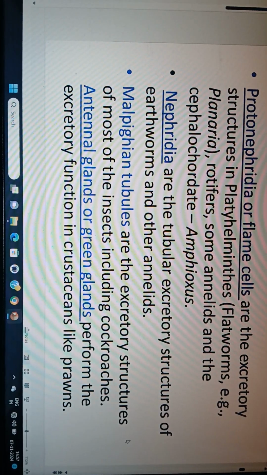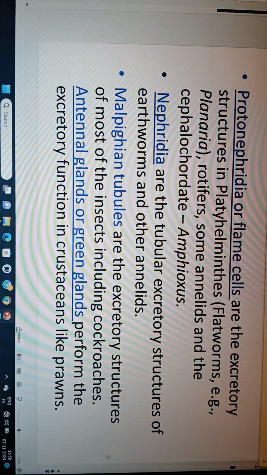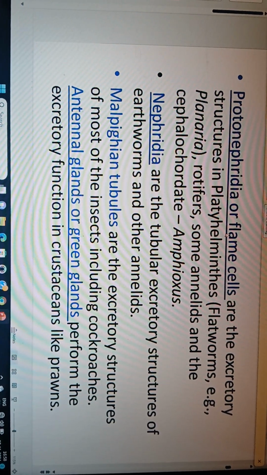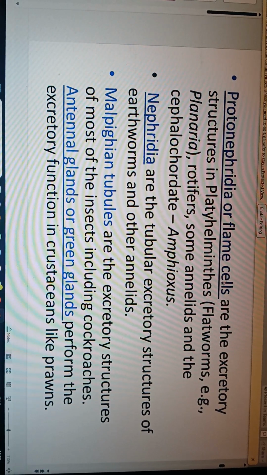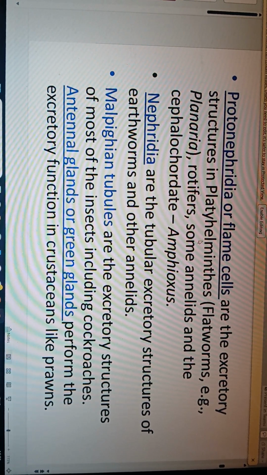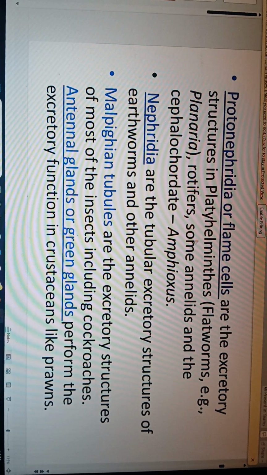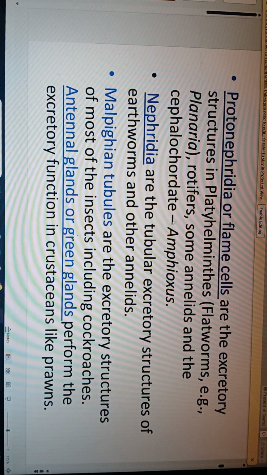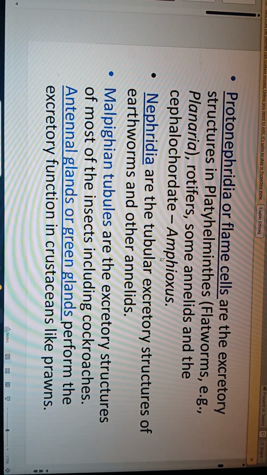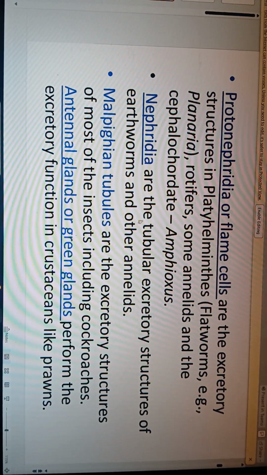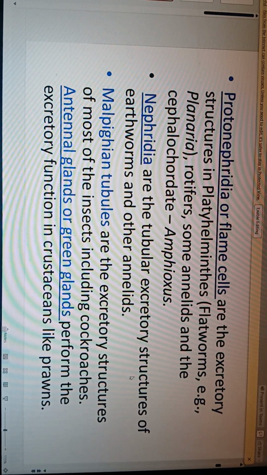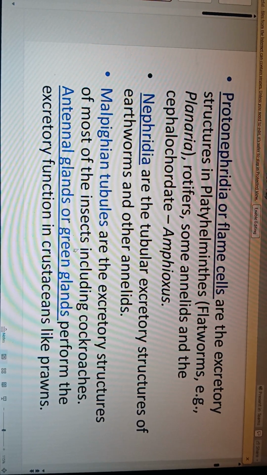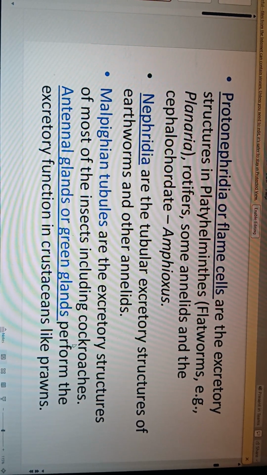Now students, we learn about the different excretory structures of different animals. You look students, protonephridia or flame cells are the excretory structures of the platyhelminthes. Okay, platyhelminthes like the flatworm, the rotifer, some annelids and the cephalochordates like the amphioxus. Nephridia are the tubular excretory structures of the earthworm, and Malpighian tubules are the excretory structures of most of the insects including the cockroach.